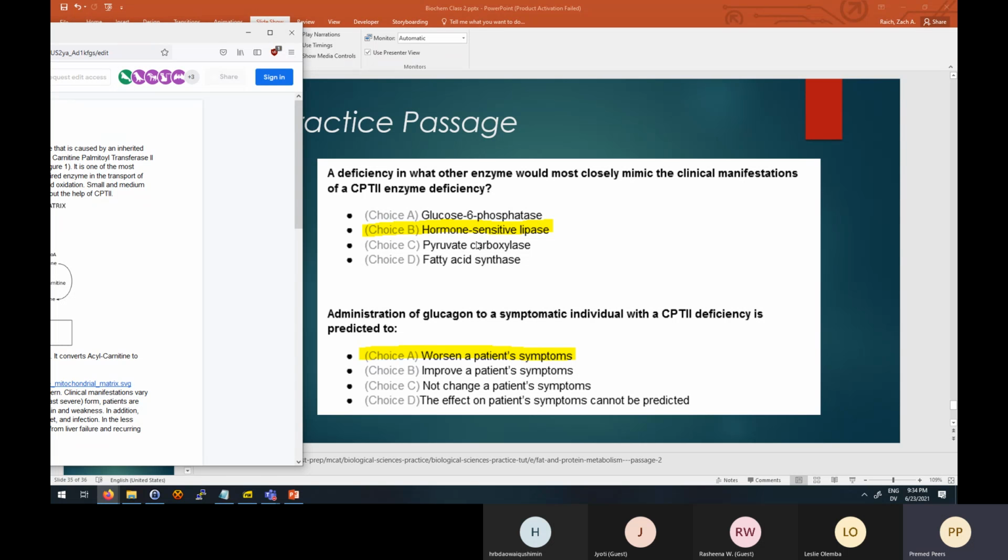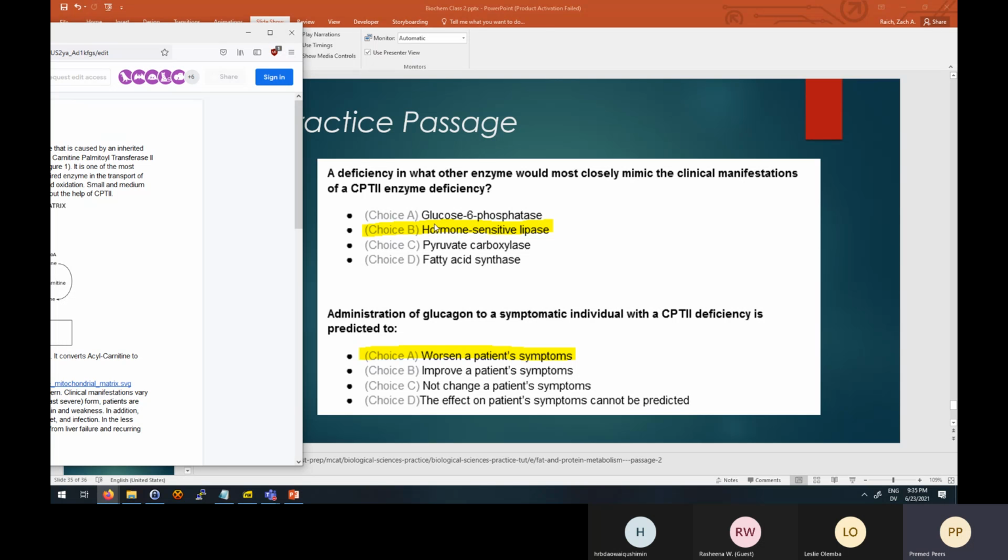And then pyruvate carboxylase. We didn't see pyruvate anywhere in the fat pathway, either making or breaking down fats. First of all, pyruvate is the product of glycolysis and the input of gluconeogenesis. So pyruvate carboxylase is actually another step in gluconeogenesis. So all the answers here are crossed off because they have nothing to do with fat metabolism.